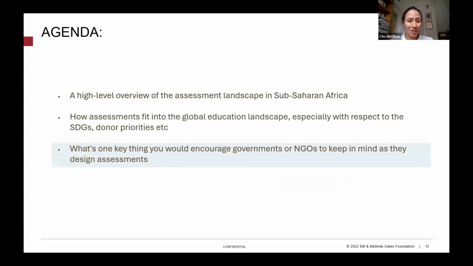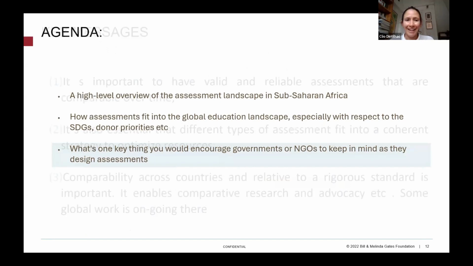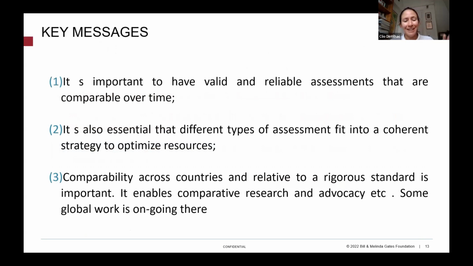And maybe to close, if I had to say, what's the one key thing to encourage governments and NGOs to keep in mind? I would probably say the one is really hard, but maybe there are three in order of importance. The first is that it's important to have valid and reliable assessments that are comparable over time, just to track progress at the country level.